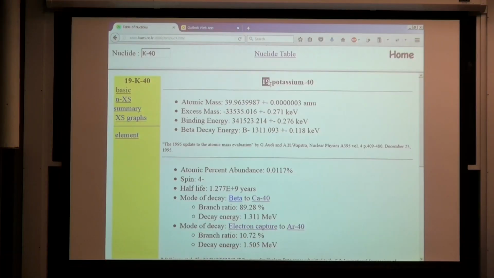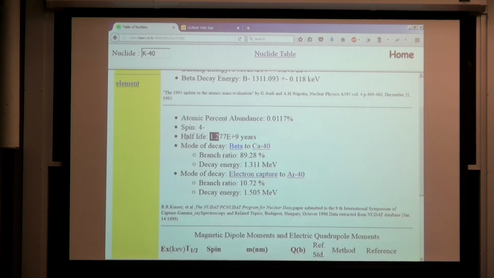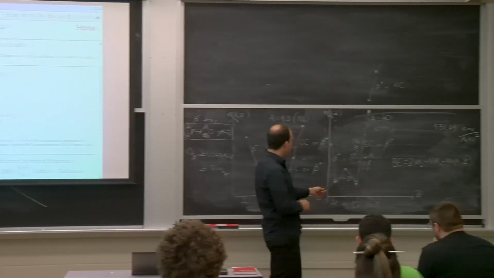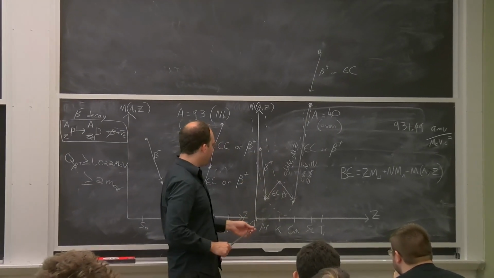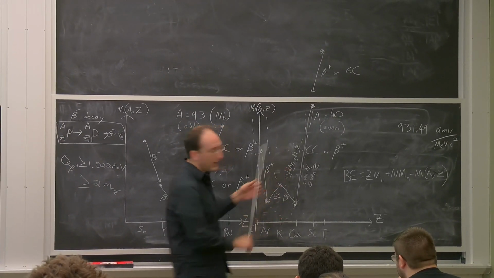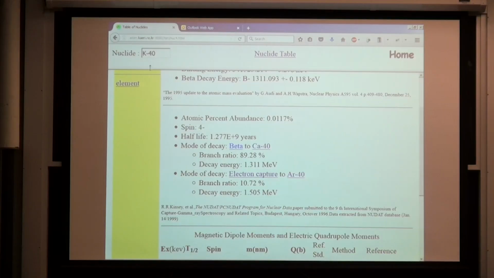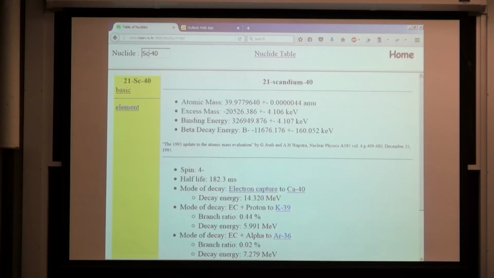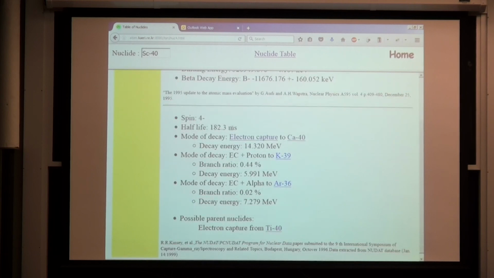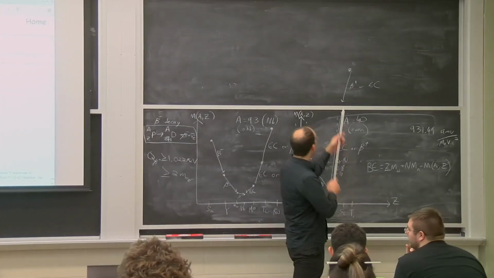So let's look at some of these isotopes and start looking at half-life trends as another measure of stability. Potassium-40 has an exceptionally long half-life, so it's relatively stable. Let's take a look not at the stable isotopes, but let's go up the mass parabola chain in one direction. Calcium-40, scandium-40. So let's take a look at scandium-40. Scandium-40 has a half-life less than a second, and it's got quite a high decay energy by whatever method you want to use. Let's go up to titanium-40.